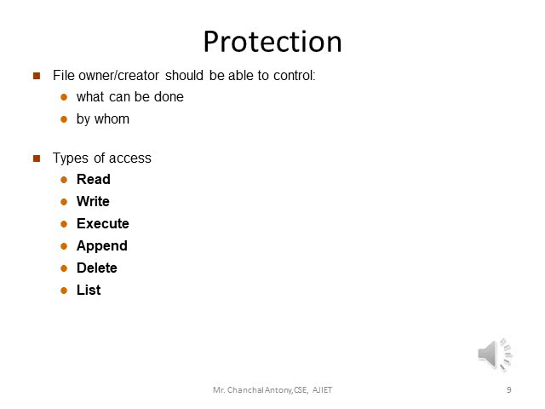Access is permitted or denied depending on several factors, one of which is the type of access requested. Several different types of operations may be controlled. The first one is the read operation, that is, reading from a file. Write operation is to write or rewrite the content of the file. Execute is to load the file into memory and execute it. Append is to write new information at the end of the file, that is, you are adding content onto the file. Then delete the file and free its space for possible reuse. And list the name and attributes of a file.